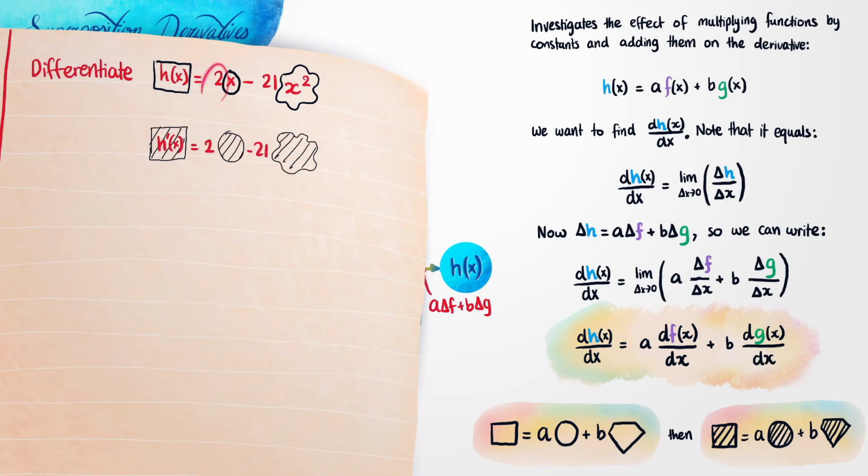So I just copied over the 2 and the minus 21, and h of x just becomes h dash x because that's its derivative. Now the derivative of x is just 1, so I write that over here, and the derivative of x squared is just 2x, so I write that over here. Now 21 times 2 is just 42, so we can write this in its final form like this. And I hope you can see how easy that is.